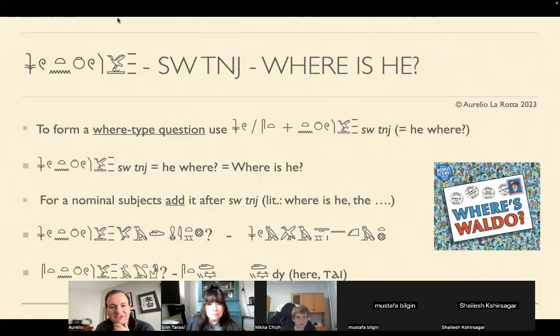So let's make questions with this. Where is he? And that works the same way. You now use the subject, and instead of the adverbial expression with a preposition, you just put the word teni, where, right after it. So to form a where question, basically either your subject with a nominal subject, or your pronouns, so su or set, and plus the word where. So he where, su teni. Simple as that.